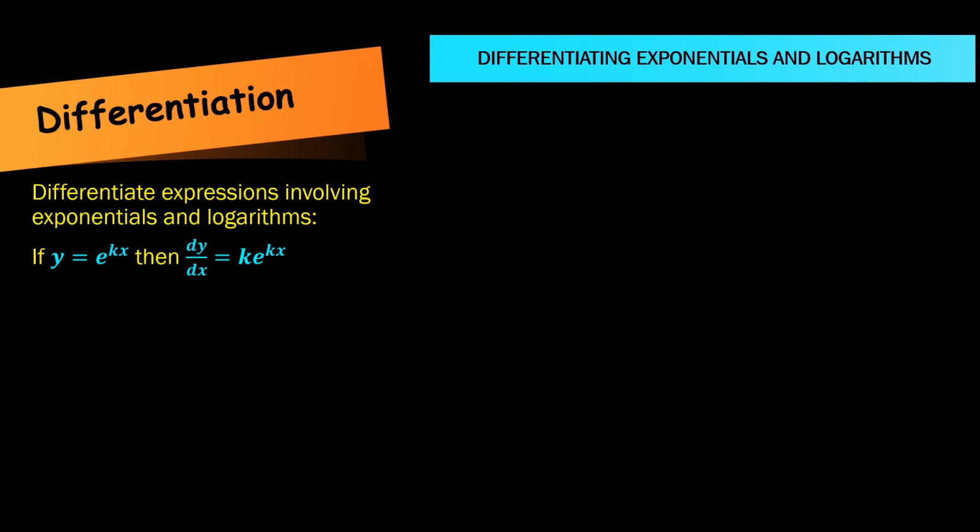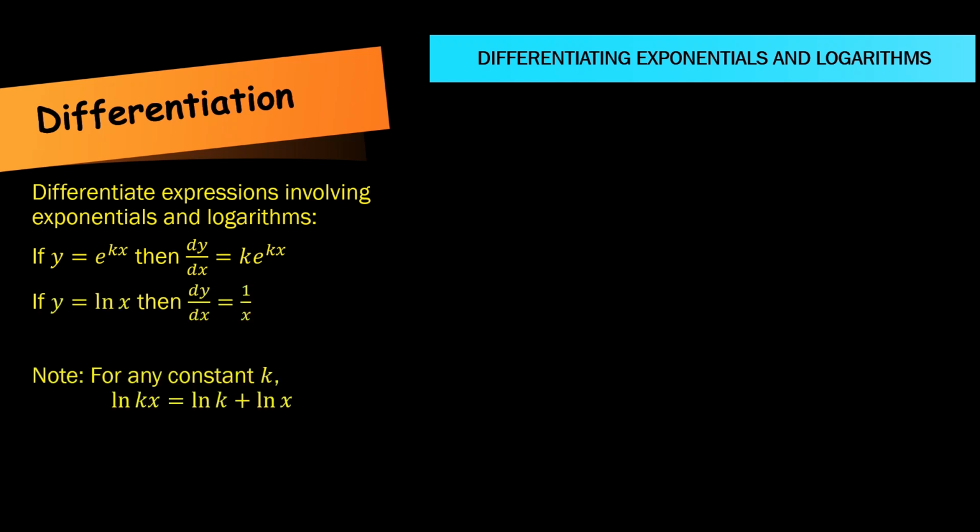Now for any constant k, ln kx equals ln k plus ln x. Now since ln k is a constant, we have that the derivative of ln kx is also 1 over x.